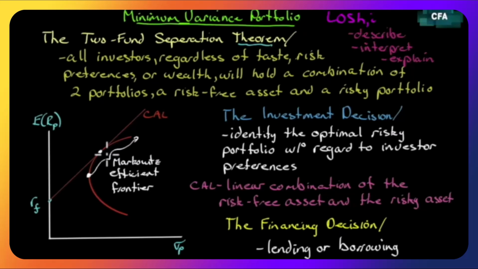All right. So if we take this assumption, then we can break down the process of identifying the optimal portfolio into two steps. We can have the investment decision and then the financing decision. And the investment decision just says, hey, just tell me what the optimal risky portfolio is without regard to any investor preference. Just tell me what the optimal risky portfolio is.